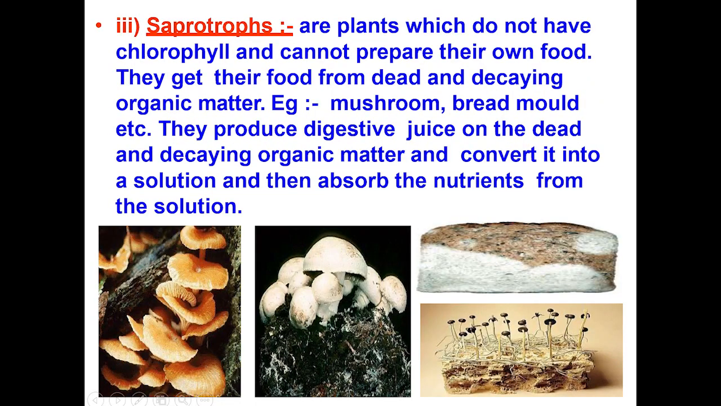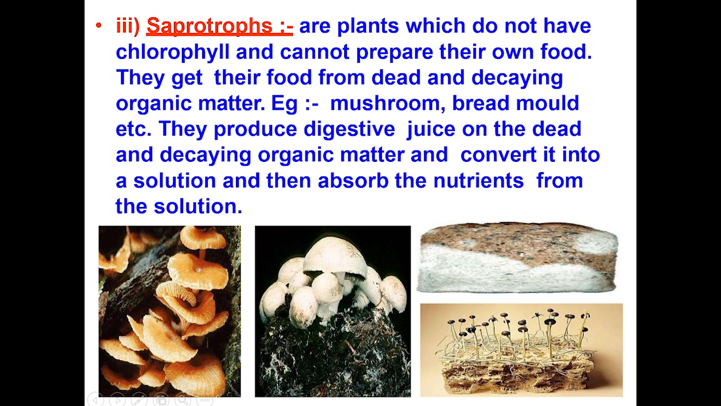Next one is saprotrophs. What does the word sapro mean? Anything dead or decayed. Saprotrophs are plants which do not have chlorophyll and cannot prepare their own food. They get their food from dead and decaying organic matter. You might have seen packets of mushrooms sold in the vegetable markets. They are saprotrophs.